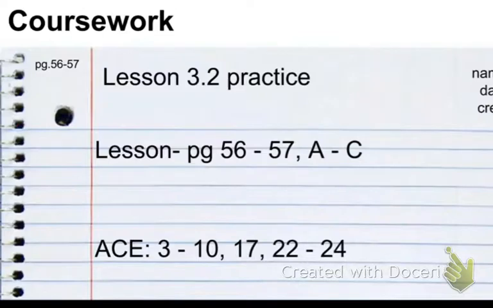Your coursework today, ladies and gentlemen, is on page 56 through 57, problems A through C. And then your ACE problems are going to be 3 through 10, 17, 22 through 24. Okay, have fun.